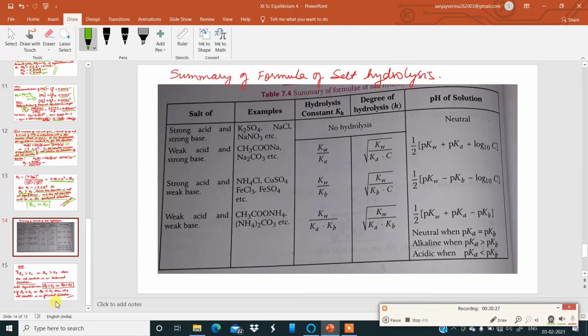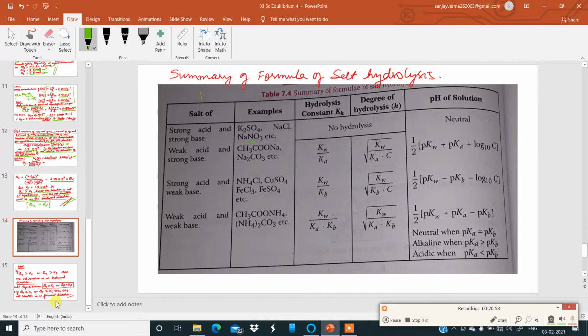Now this salt hydrolysis, I have already done a little bit about salt hydrolysis in my previous video, but this chart I am giving you beforehand because it is a very important chart. It is the summary of the formula of salt hydrolysis. Remember. Now here, if you look at the first column, strong acid and strong base. Examples are potassium sulfate, sodium chloride, sodium nitrate. These are salts of strong acid and strong base.